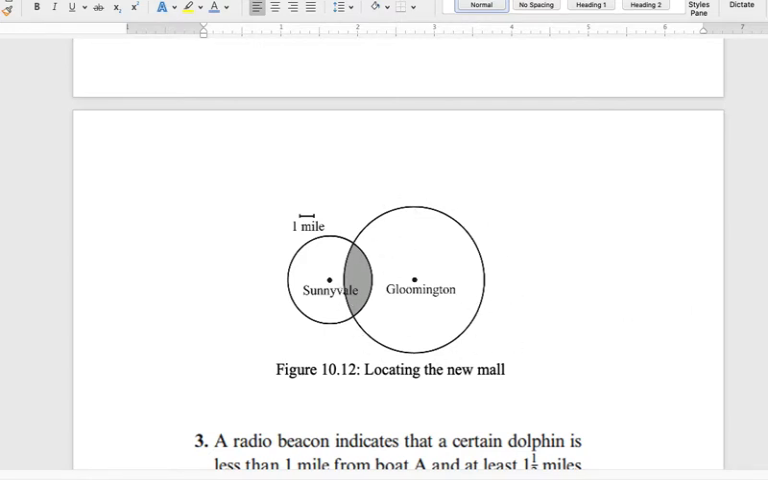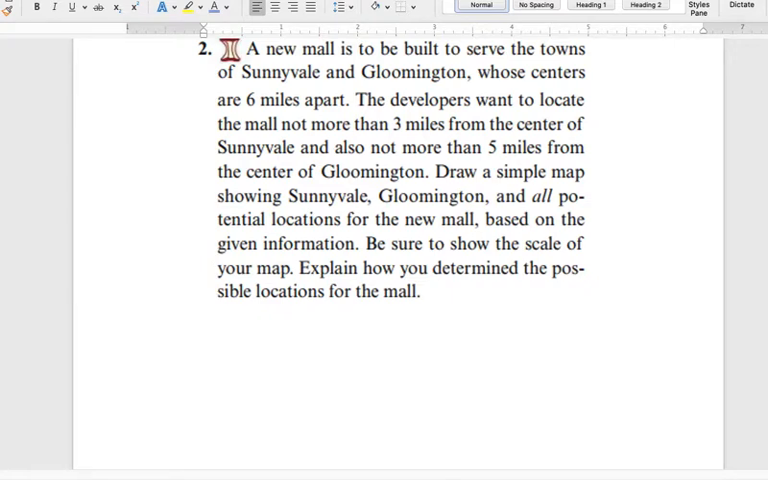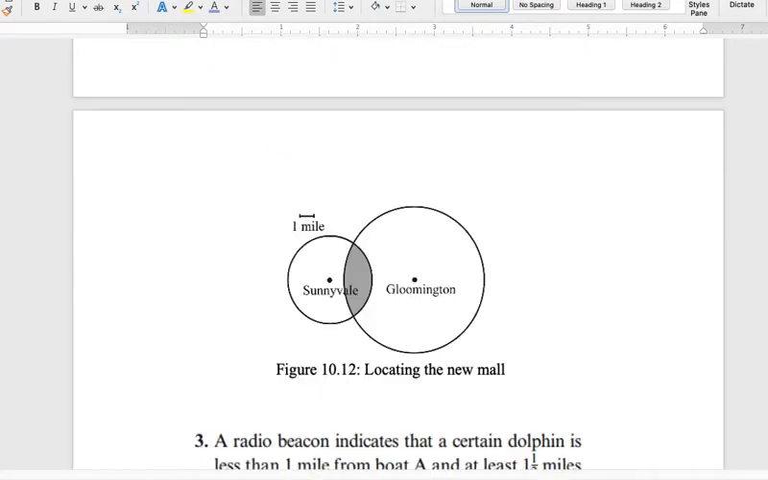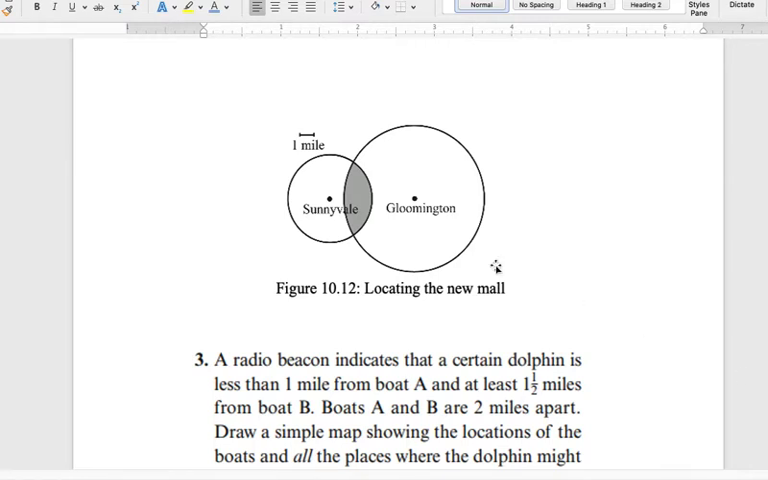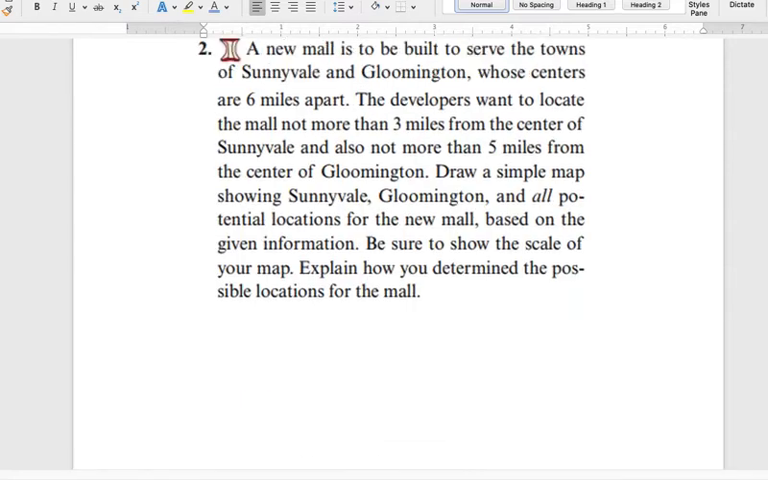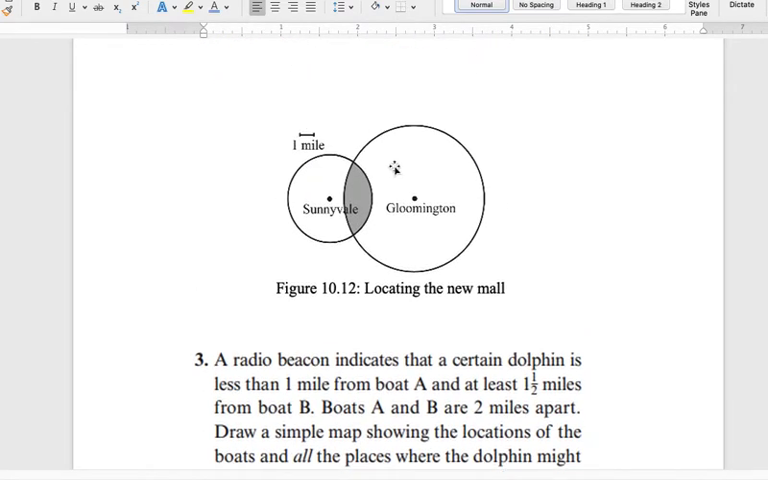So it wants to be not more than 3 and not more than 5. Where are the only areas where you could be sitting where you're not more than 3 from Sunnyvale and not more than 5 from Bloomingdale? Where's the only place you could be? It's where those two circles intersect, right? If you're anywhere in this shaded football area, you're within 3 miles of Sunnyvale and within 5 miles of Bloomingdale. So this is where you could locate the mall. That would fit both criteria.